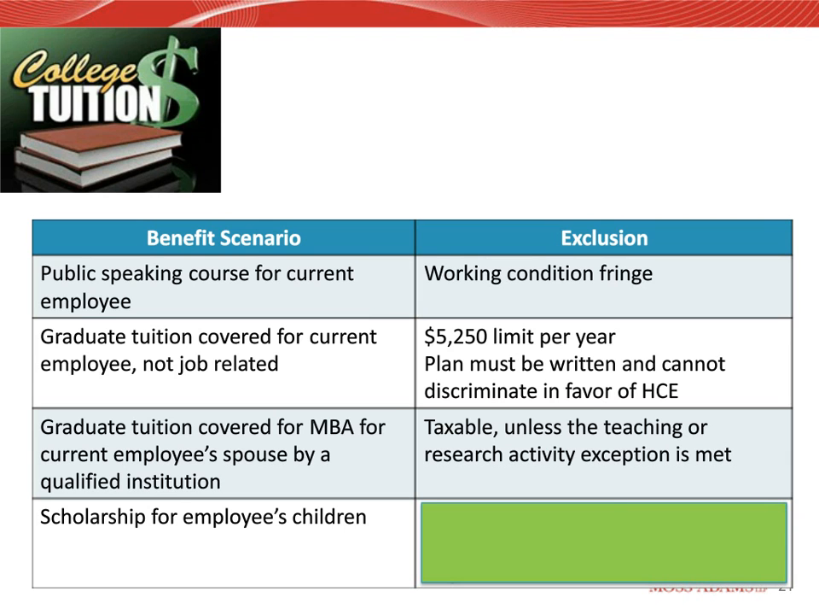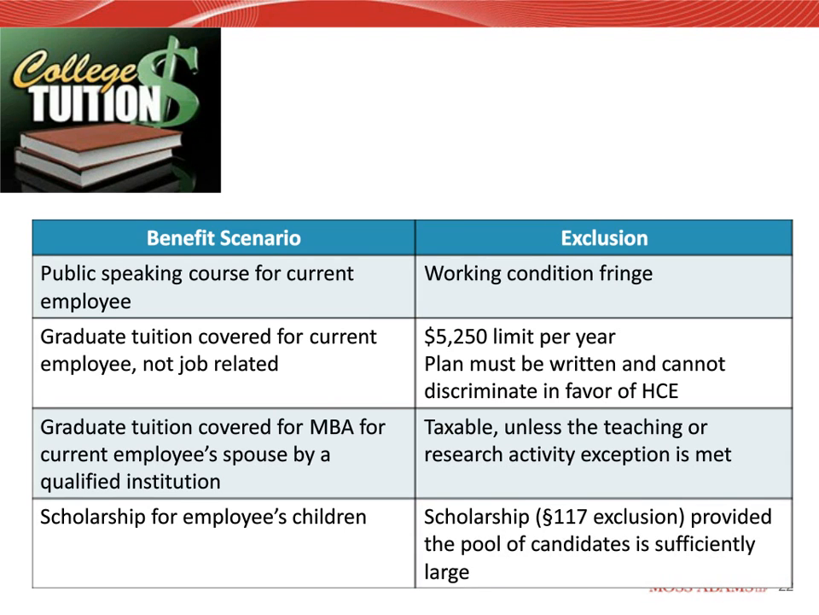Finally, the scholarship we talked about a moment ago, we can use the 117 exception if the pool of candidates is sufficiently large. These are probably the most common situations I run into, in addition to an undergraduate benefit, which I run into very frequently. All right.